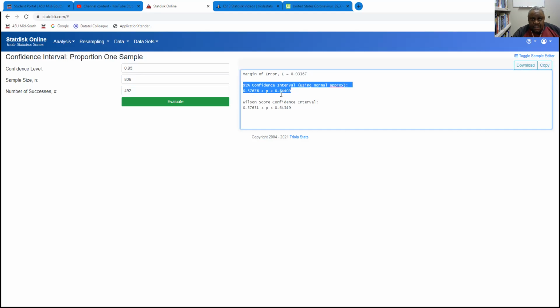0.577 to 0.644. And if you were to interpret that, you will have to say that we are 95% confident that the true number or the true percentage or the true proportion of individuals or respondents who chose the window seat as their favorite seat falls between 0.577 and 0.644.